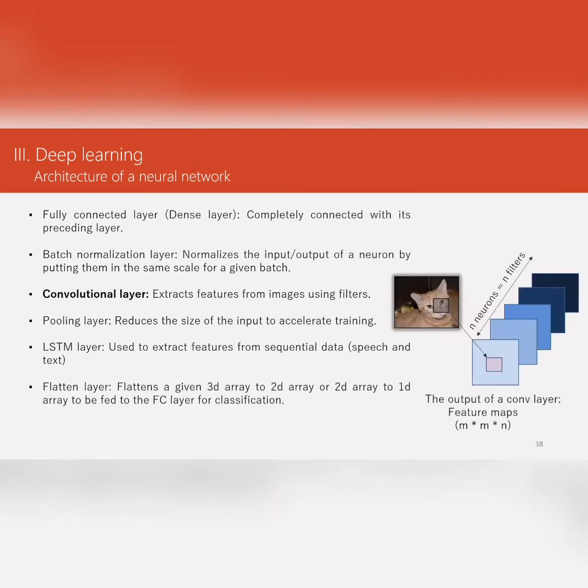Convolutional layers are used for image processing, so their role is to extract relevant features from images using filters. They are 2D matrices. So each neuron in the convolutional layer has a filter to extract a specific type of features.